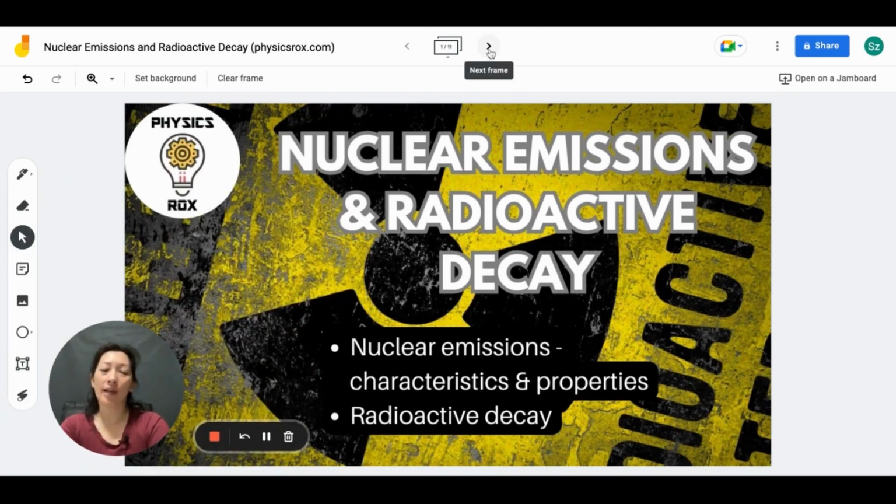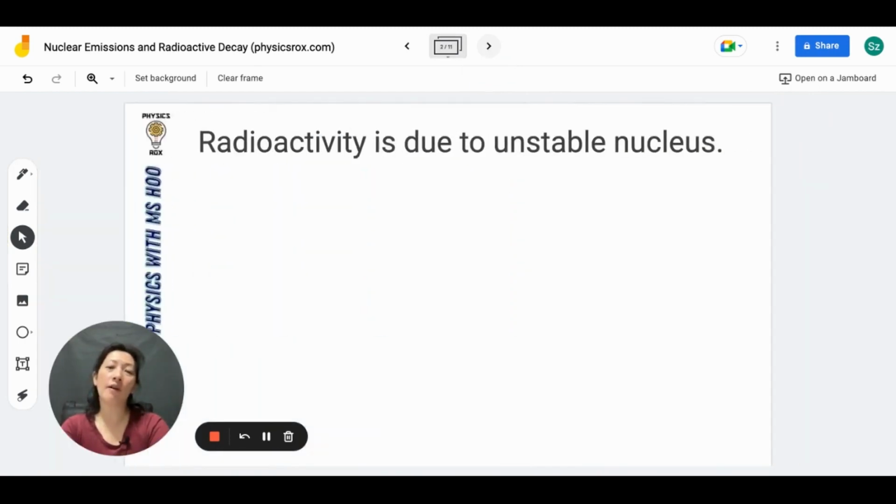Now, before we go into the nuclear emissions concept, we must first of all know what radioactivity is or where it comes from. Radioactivity is actually due to unstable nucleus. If you recall what you have learned about isotopes, you should know that there are basically stable isotopes as well as radioisotopes. Radioisotopes are radioactive isotopes. If you can't remember what isotopes are, or if you have not learned it, please watch my video on the nuclear model and isotopes. For this video, we're just going to get right into the concept of radioactivity.